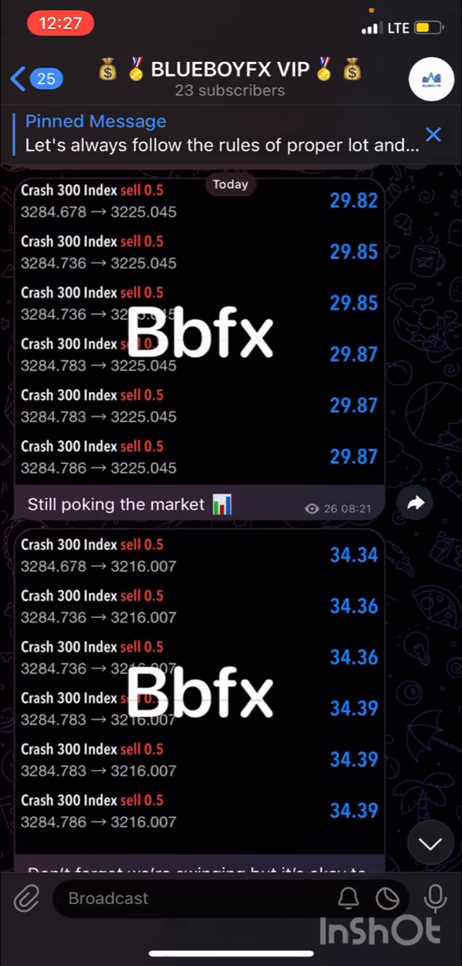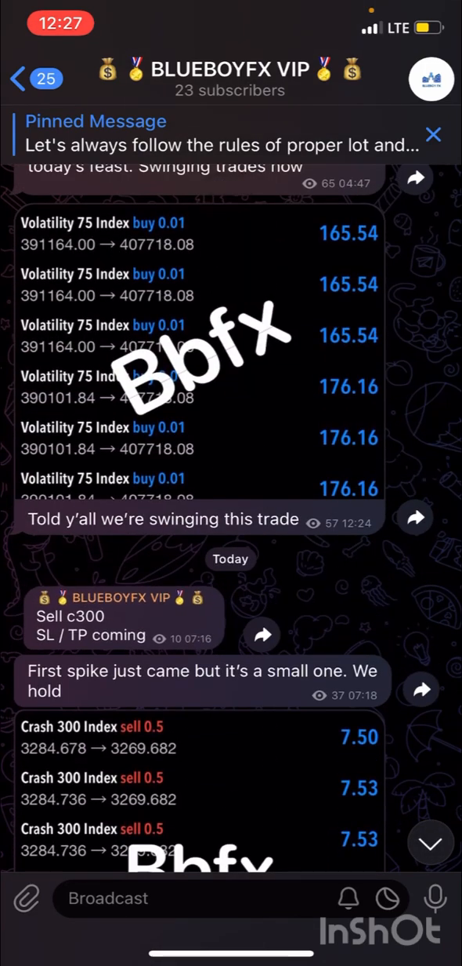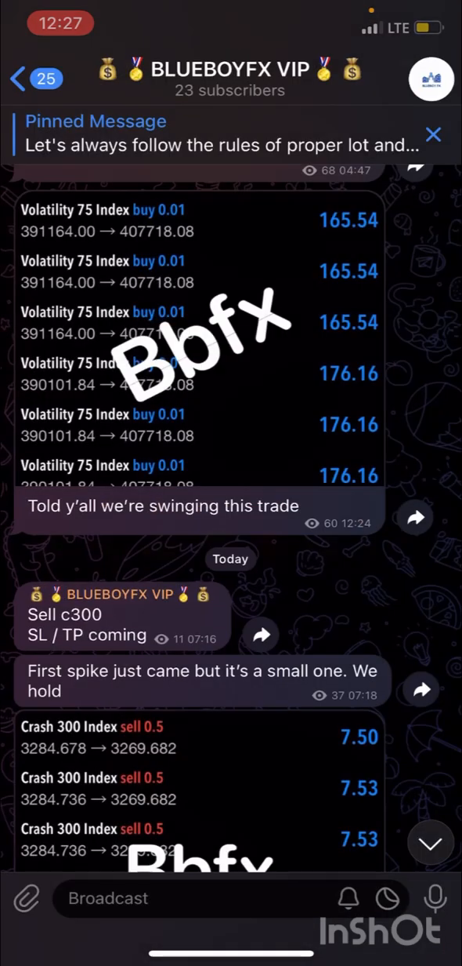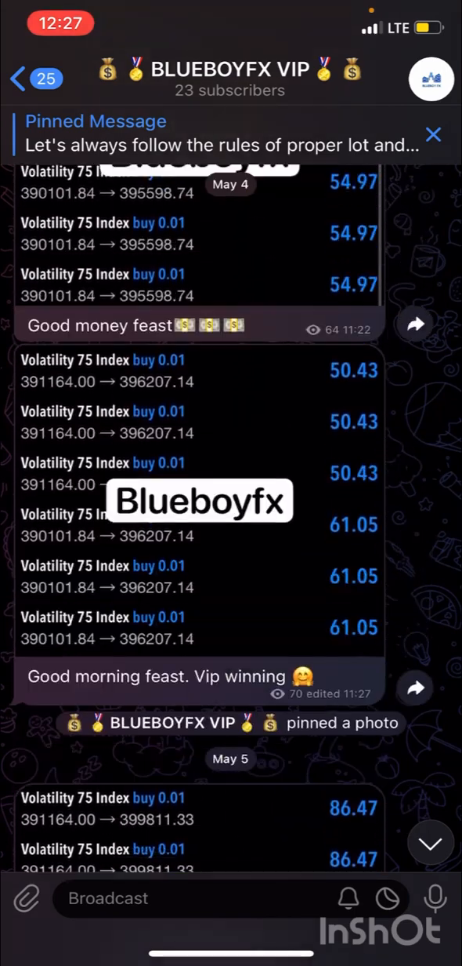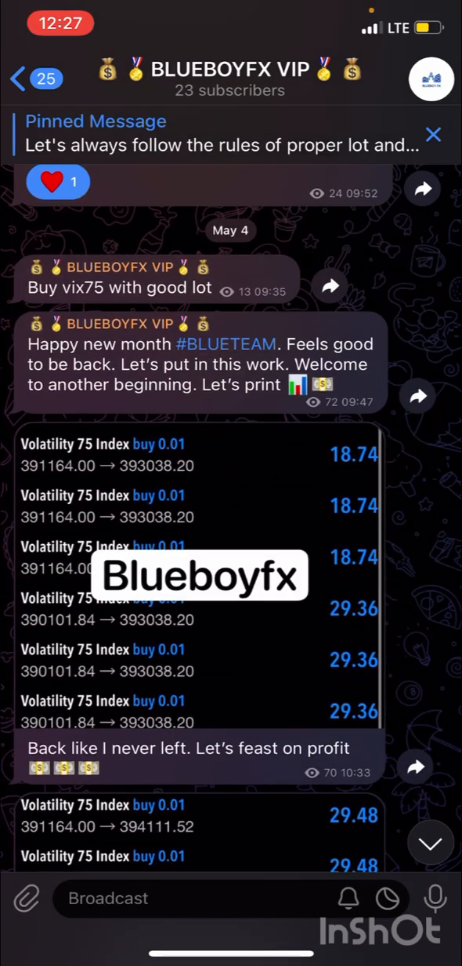Here it is on the VIP, and we are in huge profit. Okay, this is the sell, the C300, and this is a previous trade from the previous day, the VIX 75.